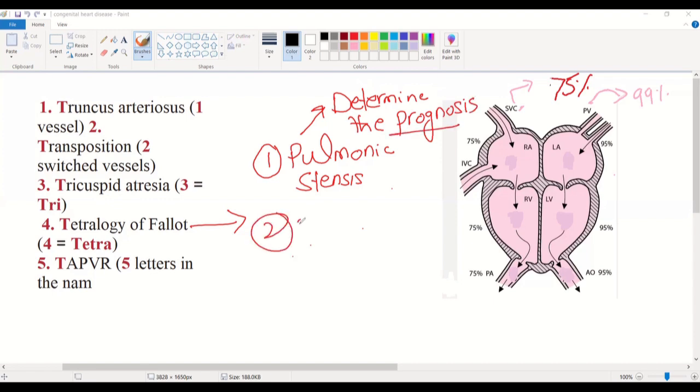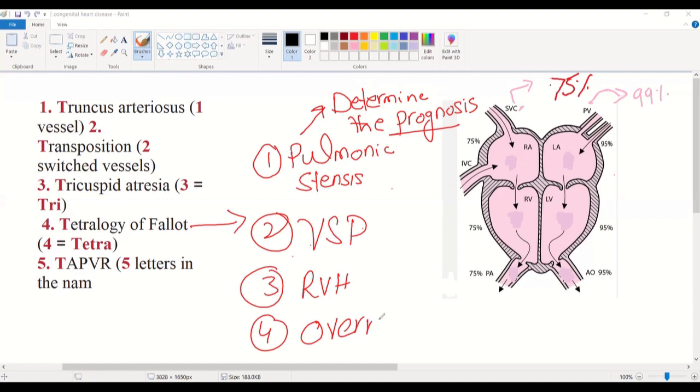Next one is VSD, then right ventricular hypertrophy, and the fourth one is overriding aorta. What is the meaning of overriding aorta?